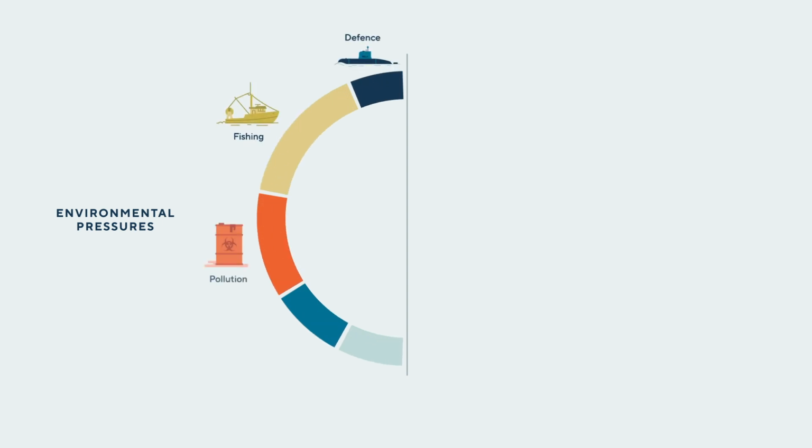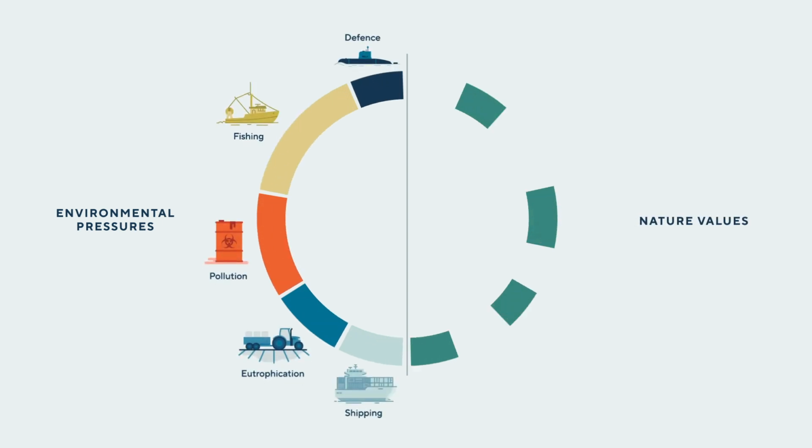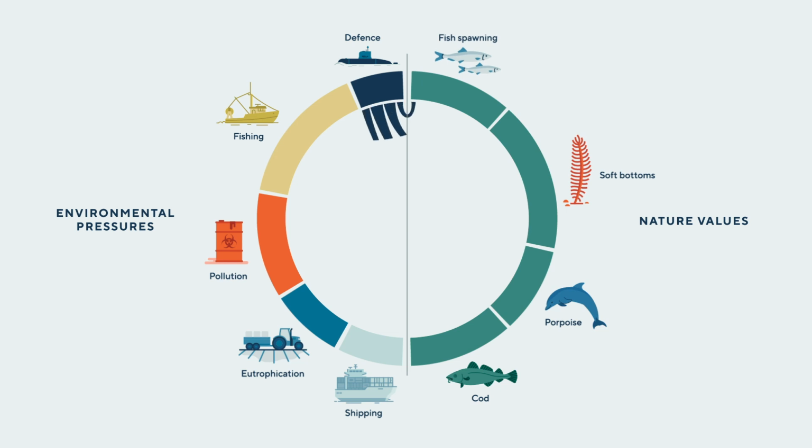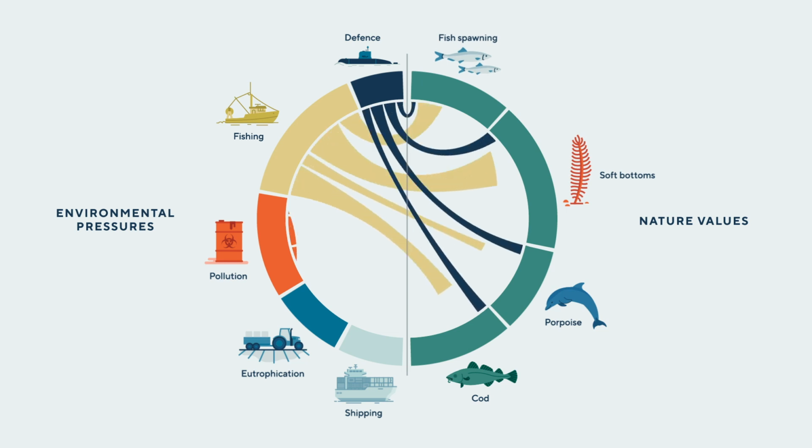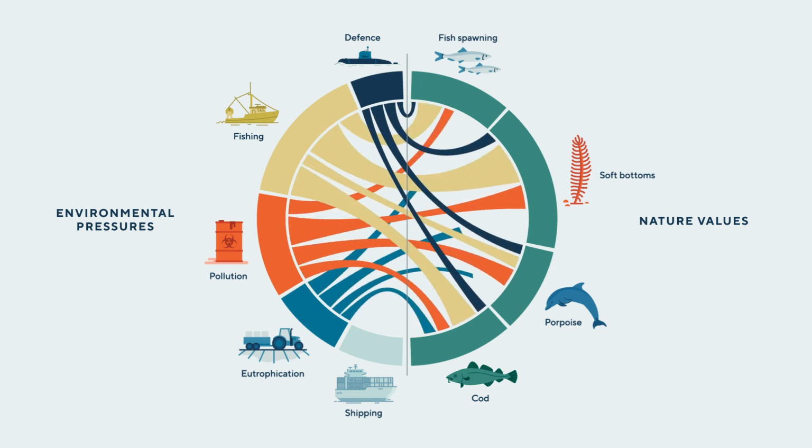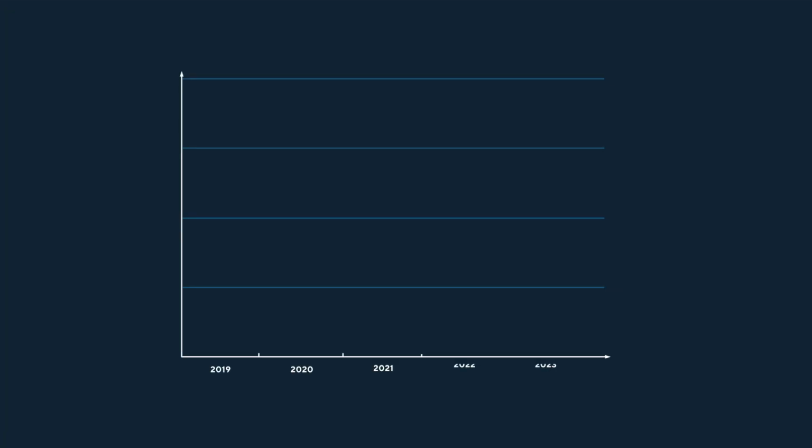Data concerning which pressures have the greatest negative environmental impact and which nature values they affect are presented as diagrams and tables. This makes it easier to understand the environmental problems in various areas and how they can be reduced by better planning or other measures. With the aid of Symphony, future environmental impact can be simulated on a strategic level.